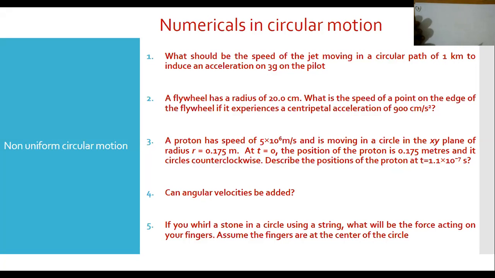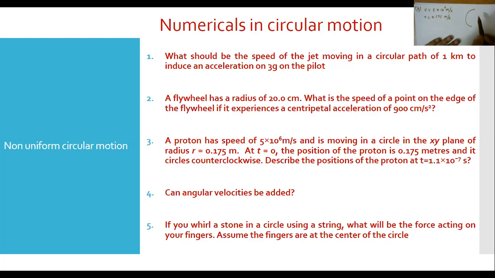The second problem was about a flywheel. The third problem is about a proton. Okay, it says a proton has a speed of 5 into 10 power 6 meters per second. Wow, the speed is really, really high. 10 power 6 meters per second. I can't even think of moving at such a speed. And it is moving in a circle in the XY plane of radius R equal to 0.175 meters. Oh, good. Bigger radius. At t equal to 0, the position of the proton is 0.175 meters and it circles counterclockwise.